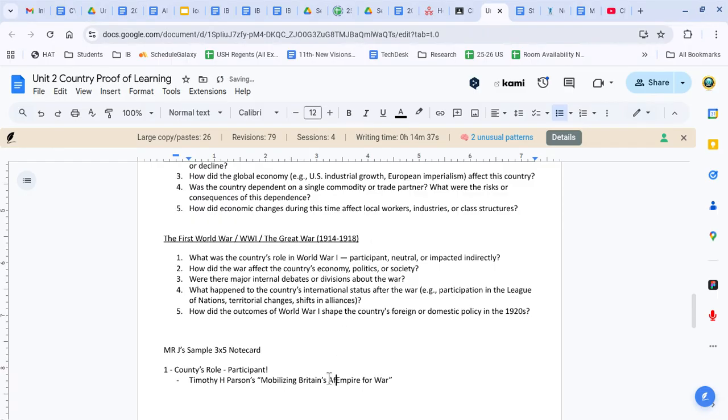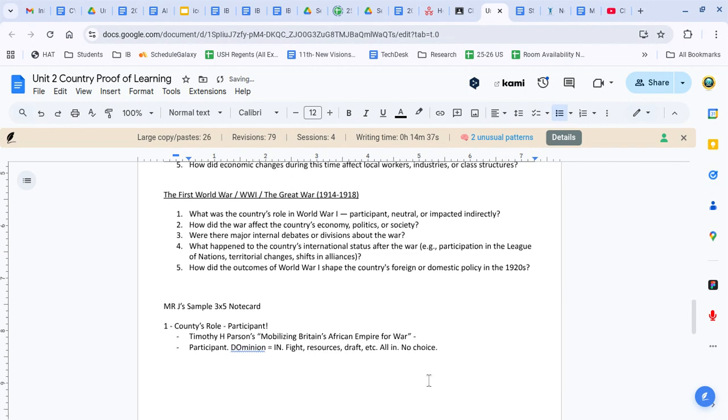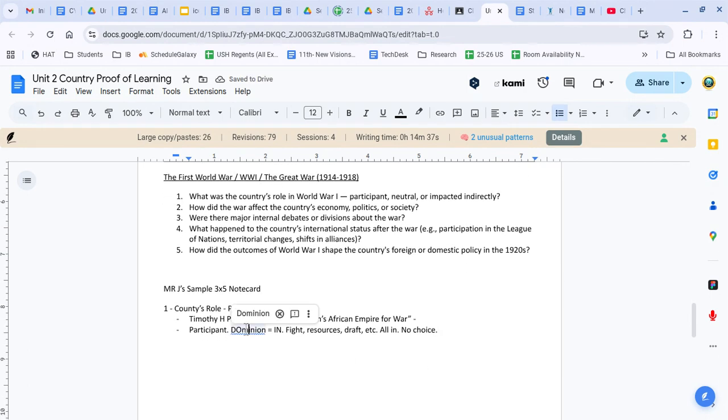Britain's African Empire for War. Right? So this is like the real key for me. I have my source, that's pretty super. I'm just going to have a couple quick notes here. Participant, Dominion equals in, fight, resources, draft, etc. All in. No choice, right? I'm keeping my information basic here because I could use this to write a pretty good answer for what I have here, right?